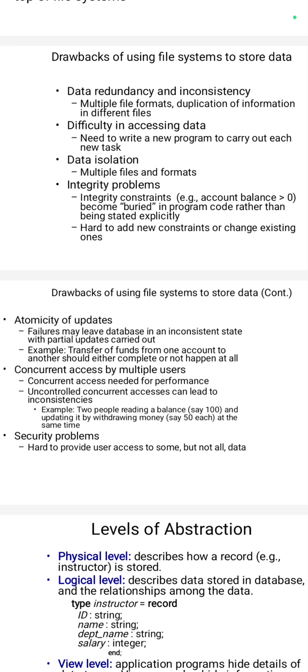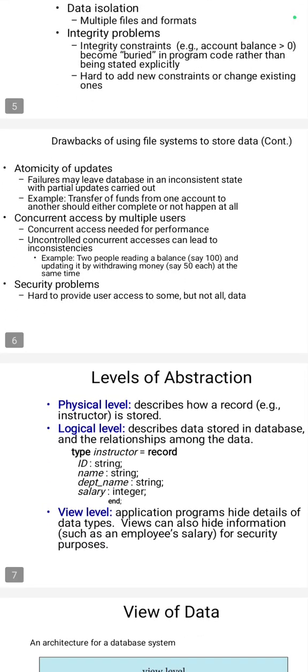Concurrent access by multiple users. Concurrent access is needed for performance. Uncontrolled concurrent access can lead to inconsistencies. For example, two people read a balance of 100 and update it by withdrawing 50 each at the same time. This can lead to inconsistency in the database. There are also security problems: it is hard to provide user access to some but not to all.